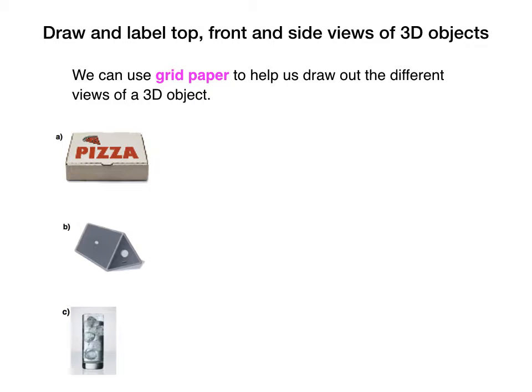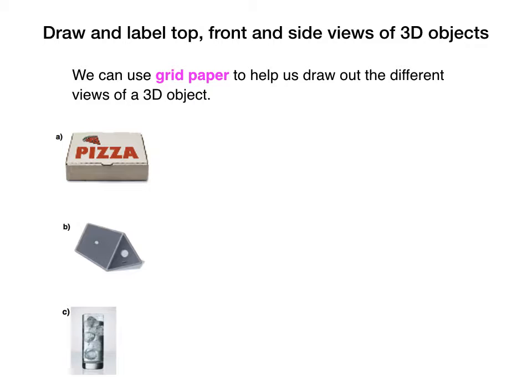And we can see the top of the pizza box. We can see the front view of the pizza box, but we can't really see the side view. But even though we can't see the side view, we have to be able to represent that side view if we're asked to do so. So what shape would the side view have?